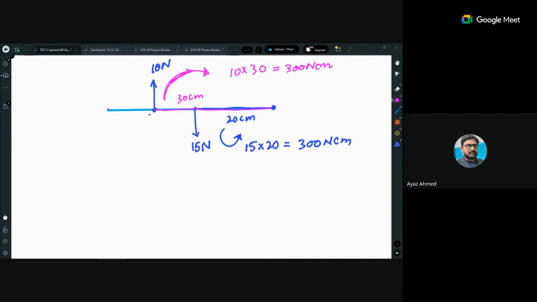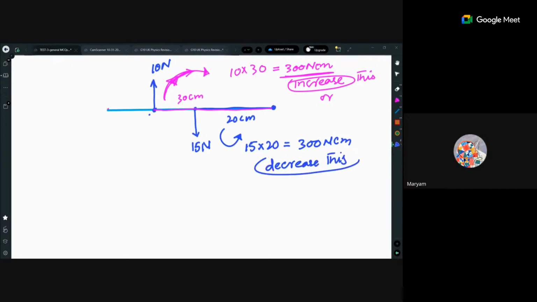Clockwise. So clockwise rotation के लिए क्या करना चाहिए मुझे? Either I would increase this number, है ना? Or I will decrease the other one. So you have to make changes to either of the two, either increase this or decrease that. Is this all clear to everyone? सबको clear है?